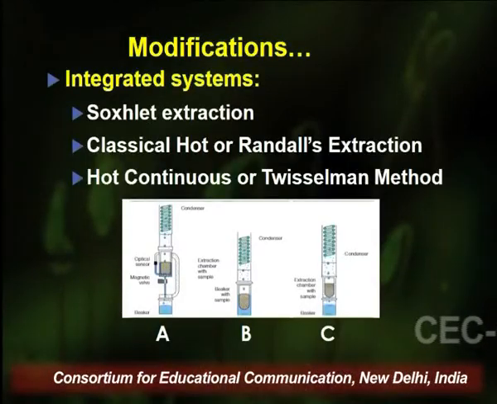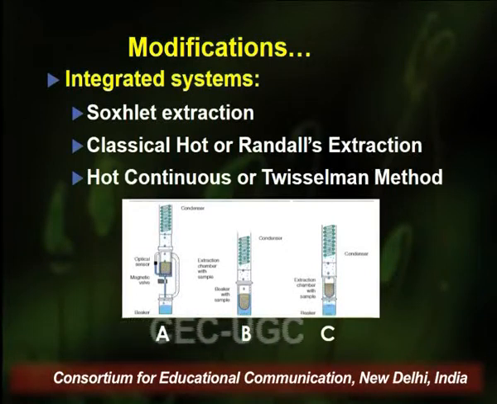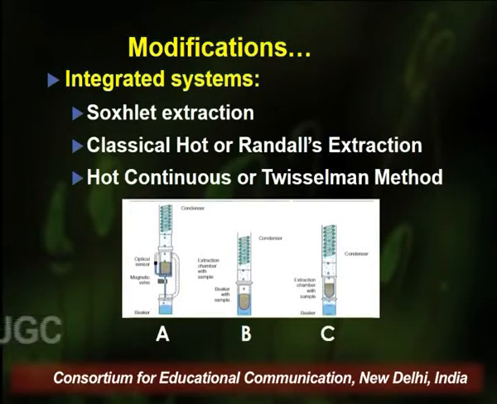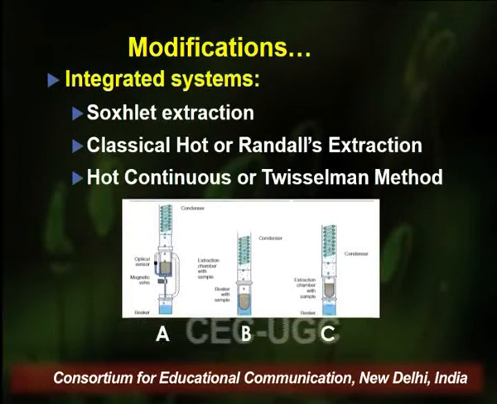Now there are certain modifications of the soxhlet extractors. One such modification is an integrated system, and this integrated system has 3 types of extractor. One is the soxhlet extractor, the second is the classical hot or Randall's extraction, and the third one is the hot continuous or Twisselmann method.